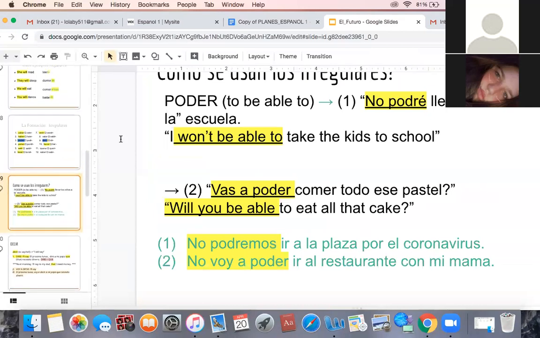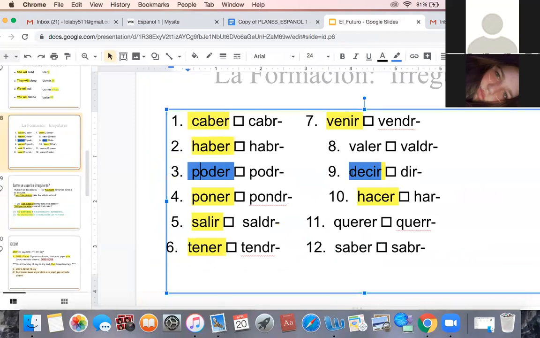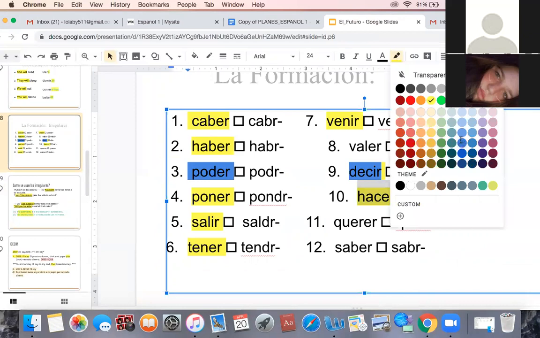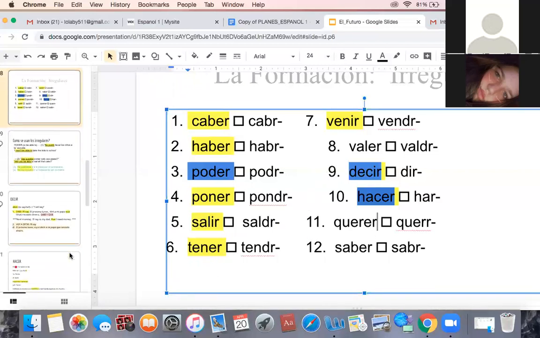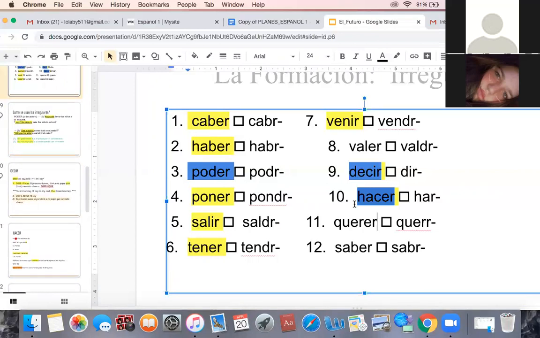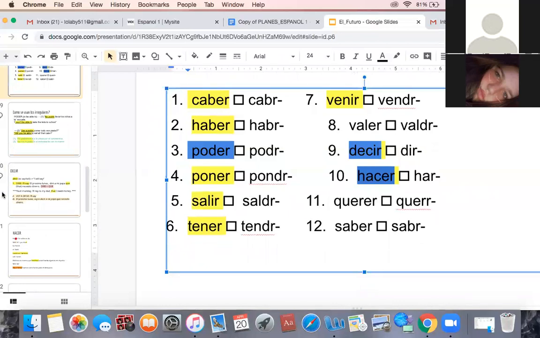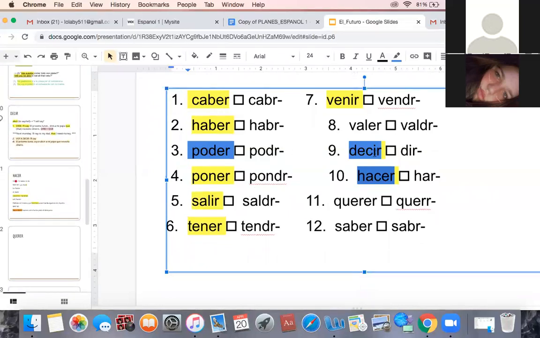So far, let me go back to this really quick. So far, we've done poder, we've done decir, and now we've done hacer. So let me turn it blue, just so we know. Okay. So there's 12. We're not gonna do all 12 because that's a lot. For the test, since I'm teaching you the other way, I will ask you to know all of them, but teach explicitly, I'm gonna only teach you a few, okay? For the test, you need to know poder, decir, and hacer.